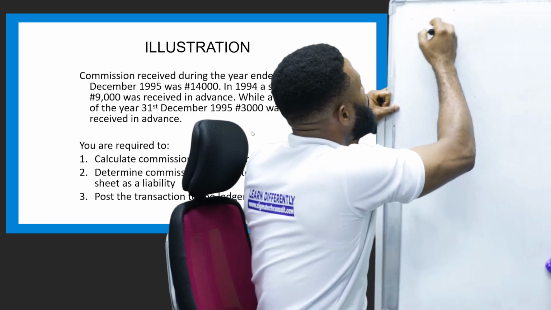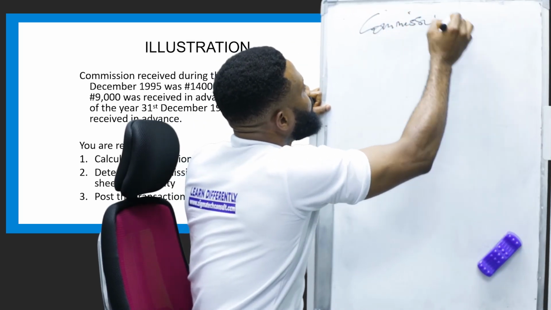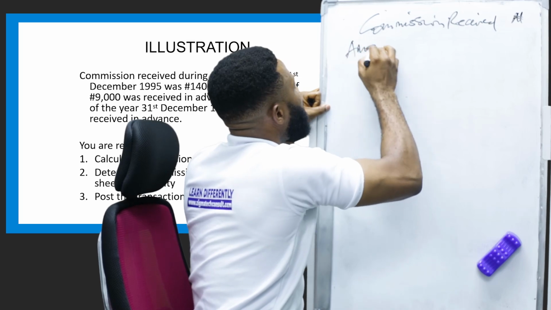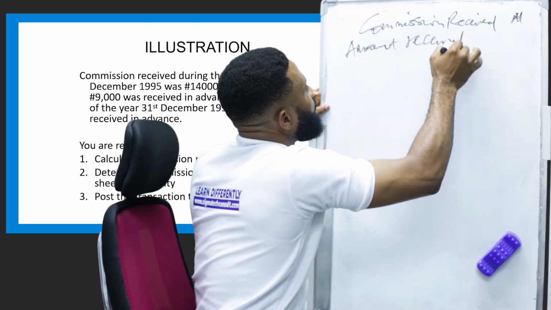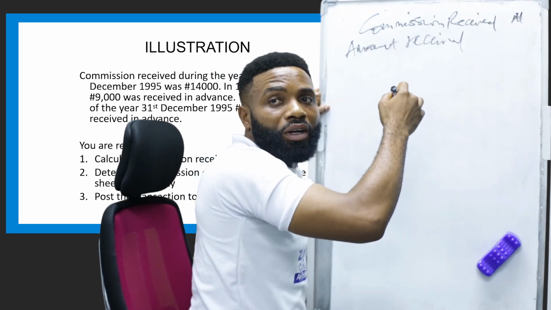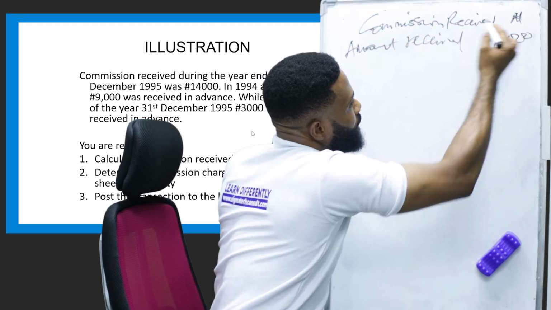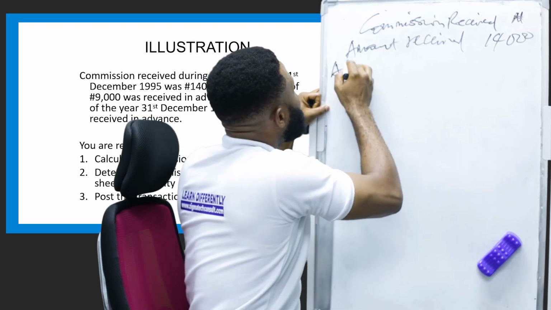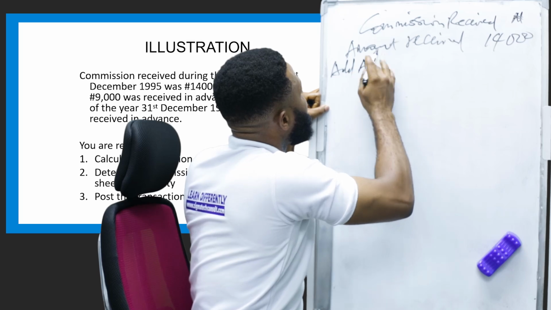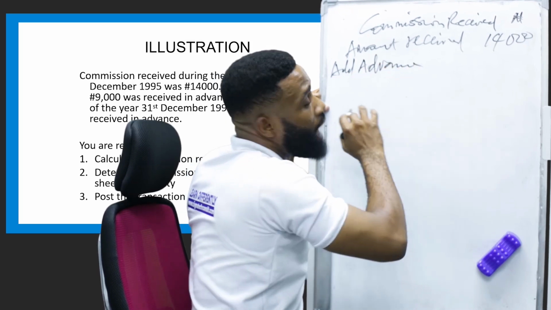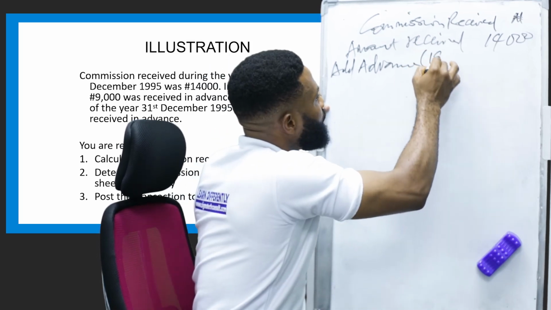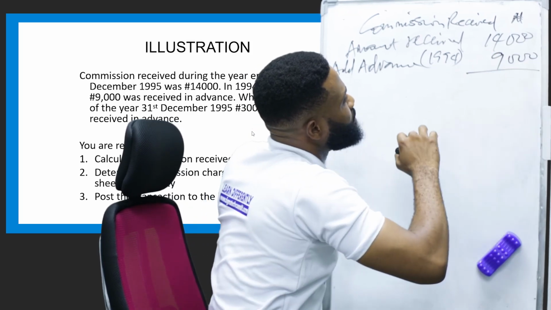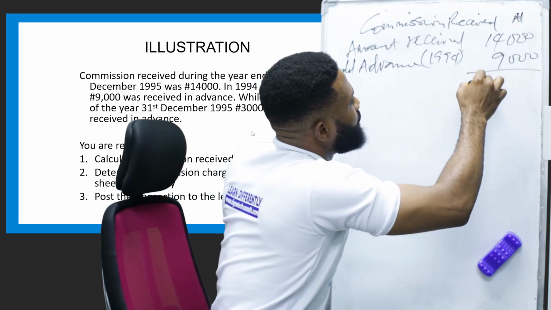Let's start again. It's called commission received. This is a Naira sign. Amount received for the period is what? 14,000. Then amount received last year, that's advance. You add advance, that's the one received in 1994. And then how much is that? It's 9,000. 9,000 plus 14,000 is 25,000.